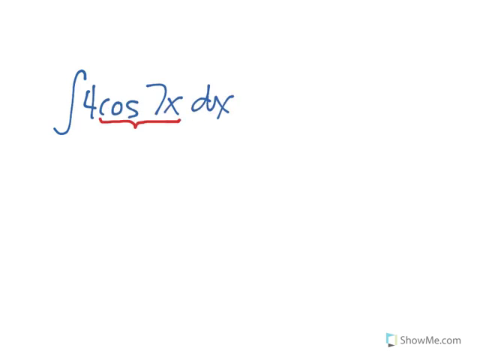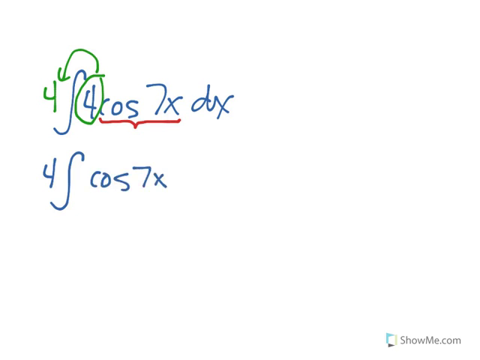For number 7, I've got the integral of 4 cosine 7x dx. There are two pieces here I'm focusing on. Any constants that I might have, I can take and put outside until later. This one has a 4, so I've moved the 4 out in front, because it's not going to come in handy to me as I'm taking the integral. Here's our 4 times the integral of cosine 7x dx.